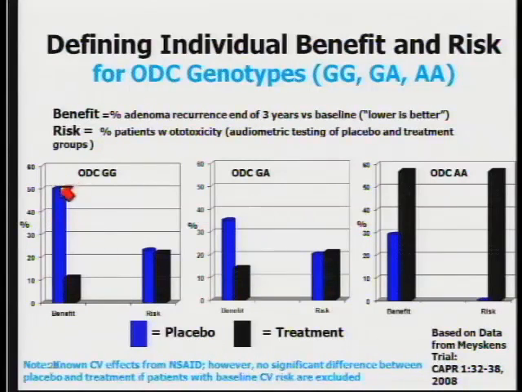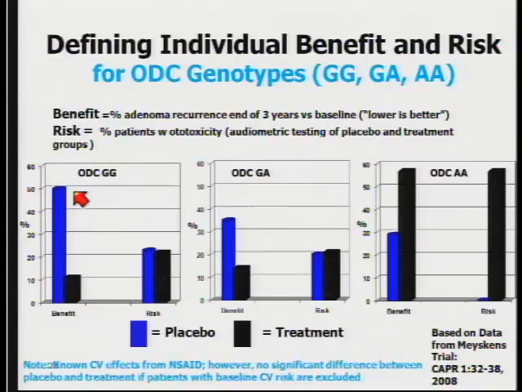So one of the things, if you just look at the benefits going from the ODC GG genotype to the GA to the AA genotype over here, you can see the general reduction in overall risk of adenomas, just as we saw from the original Martinez study.